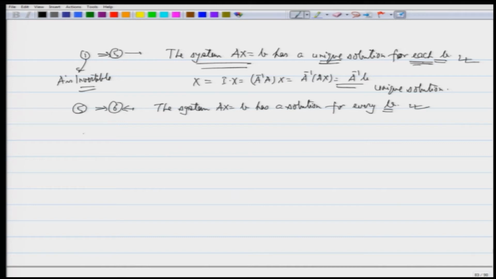Fine. Now, let us try to prove 6 implies 1. So, we have been given that the system Ax equal to B has a solution for every B. We have to prove that A is invertible.